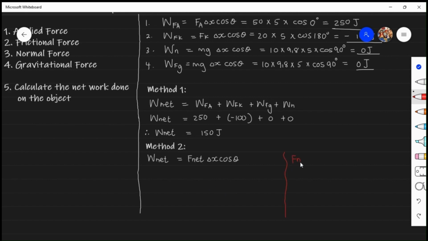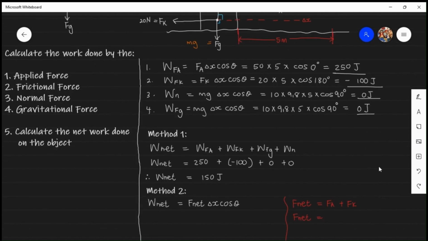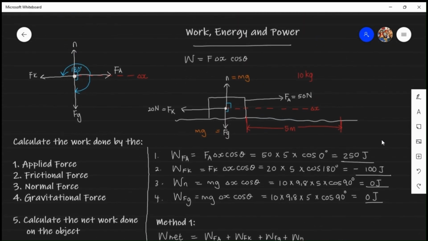So net force is equal to our applied force plus our frictional force, and that is then going to be equal to... Before we actually substitute our values, let's first see what the directions of our forces are, because keep in mind that we are calculating F net, which is a vector quantity, so we need to take into consideration the directions of our forces.